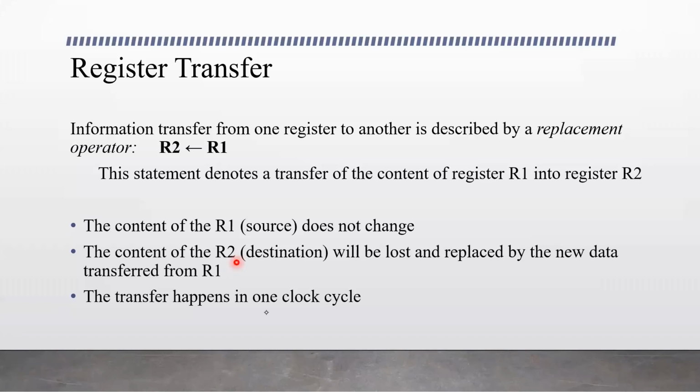So when this particular transfer happens, it has to be triggered. It has to be initiated for this transfer, or any micro operation, to be performed. It has to be done at a particular moment, so we need a clock cycle that initiates it. So it happens in a clock cycle.